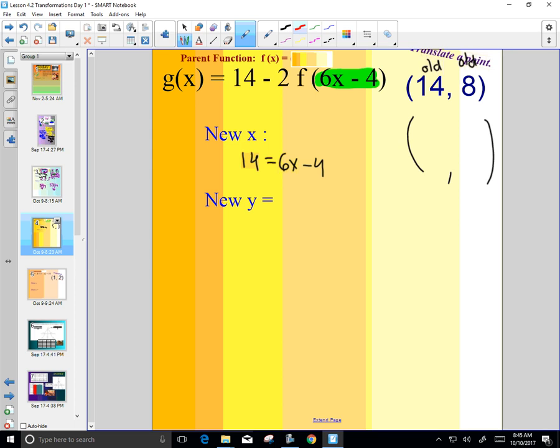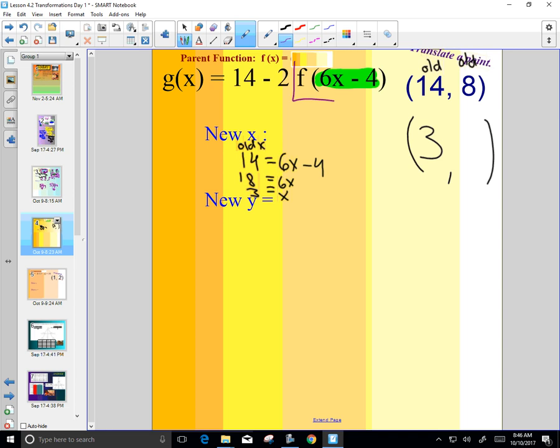Then what's x going to be? 3 again? By the way, it's not always 3. It just happened to be this time. So you take the inside, set it equal to the old x, and you're going to get 14 equals 6x minus 4. So this is going to be 3.